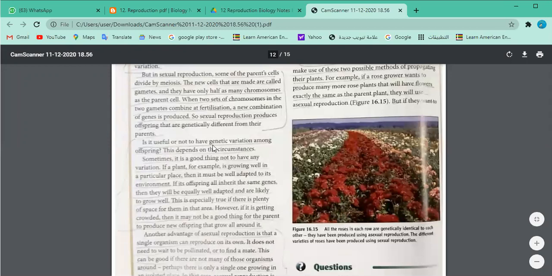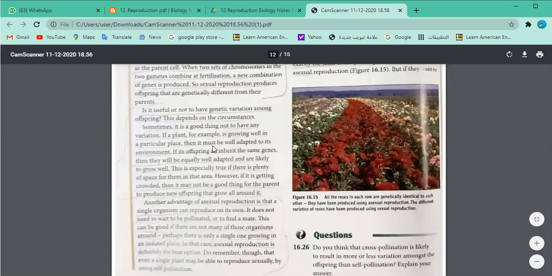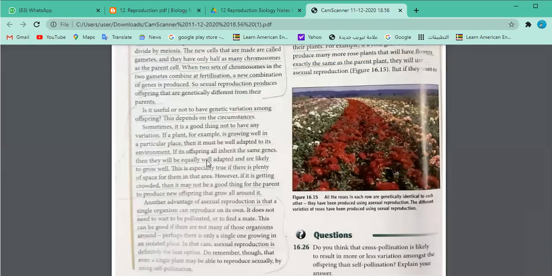Whether this genetic variation is useful, good or bad, they have given some logic. They are saying that it might be good or might be bad, depending. If you have a good crop, a good garden, good plants, you will have all the same quality, same taste, same color, and you won't see much variation. And for asexual reproduction, you don't need to wait for pollination. You don't need to wait for seeds to grow, which is a very long process, right?